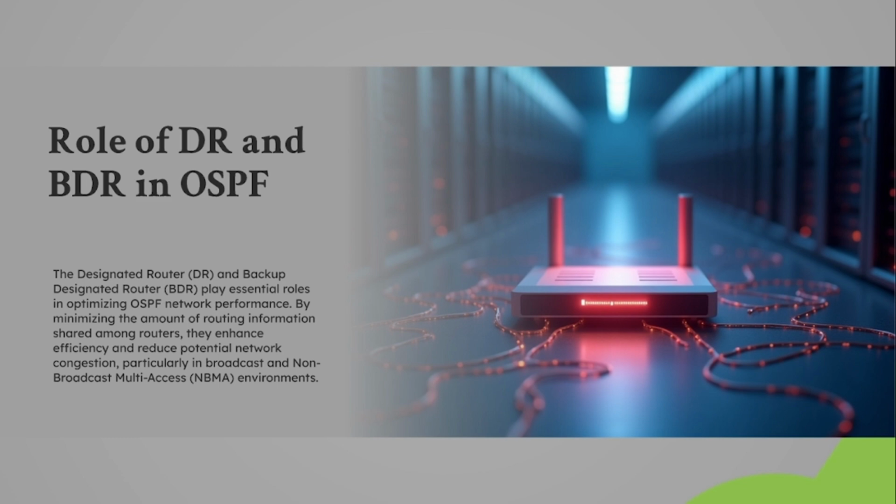Particularly in broadcast and non-broadcast multiple access, the BMA environments, we use this DR and BDR. DR and BDR is not used in the case of point-to-point links, because in point-to-point networks there are very few nodes. If you use the formula n into n minus 1 divided by 2 to know the adjacencies, you see that in a point-to-point direct link, if there are two nodes connected directly, there is very little LSA exchange going on. So we do not need any DR or BDR there.